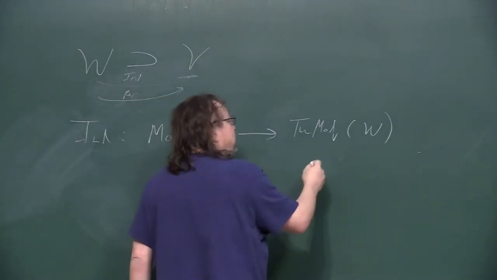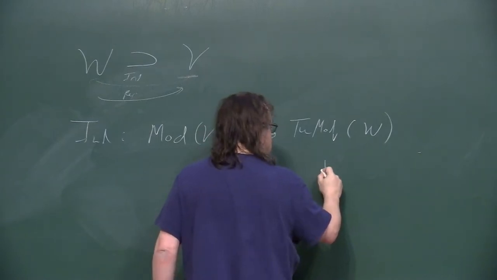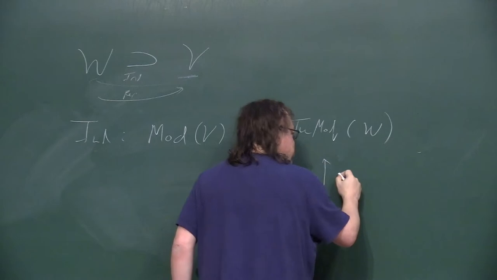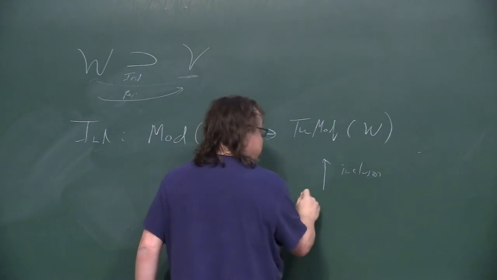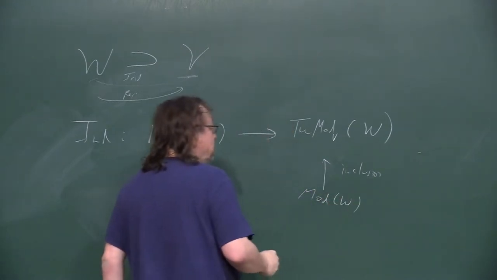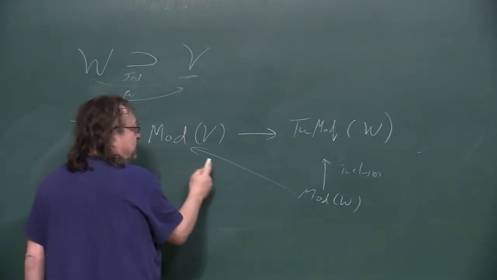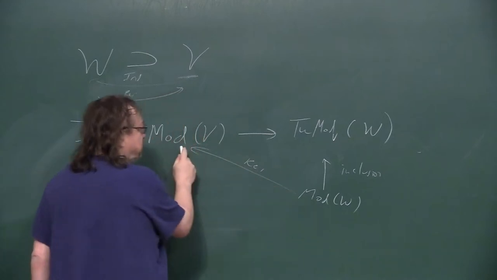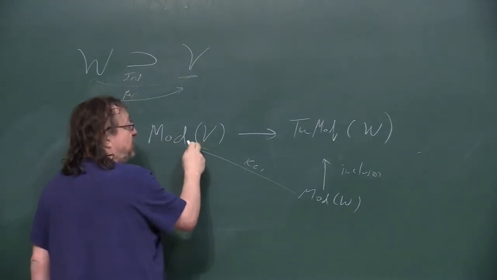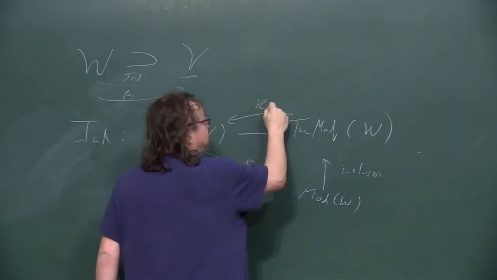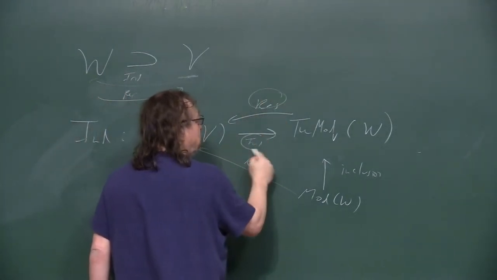But contained inside here is a subcategory. How do I write this? Okay. Well, this is inclusion. So a subcategory of this is the true modules for W. So you can certainly restrict from here to there just by forgetting that you have a module for the big VOA and just restricting to the sub VOA V, but in fact you also have a restriction more generally from here. And so this restriction and this induction are adjoints of each other.